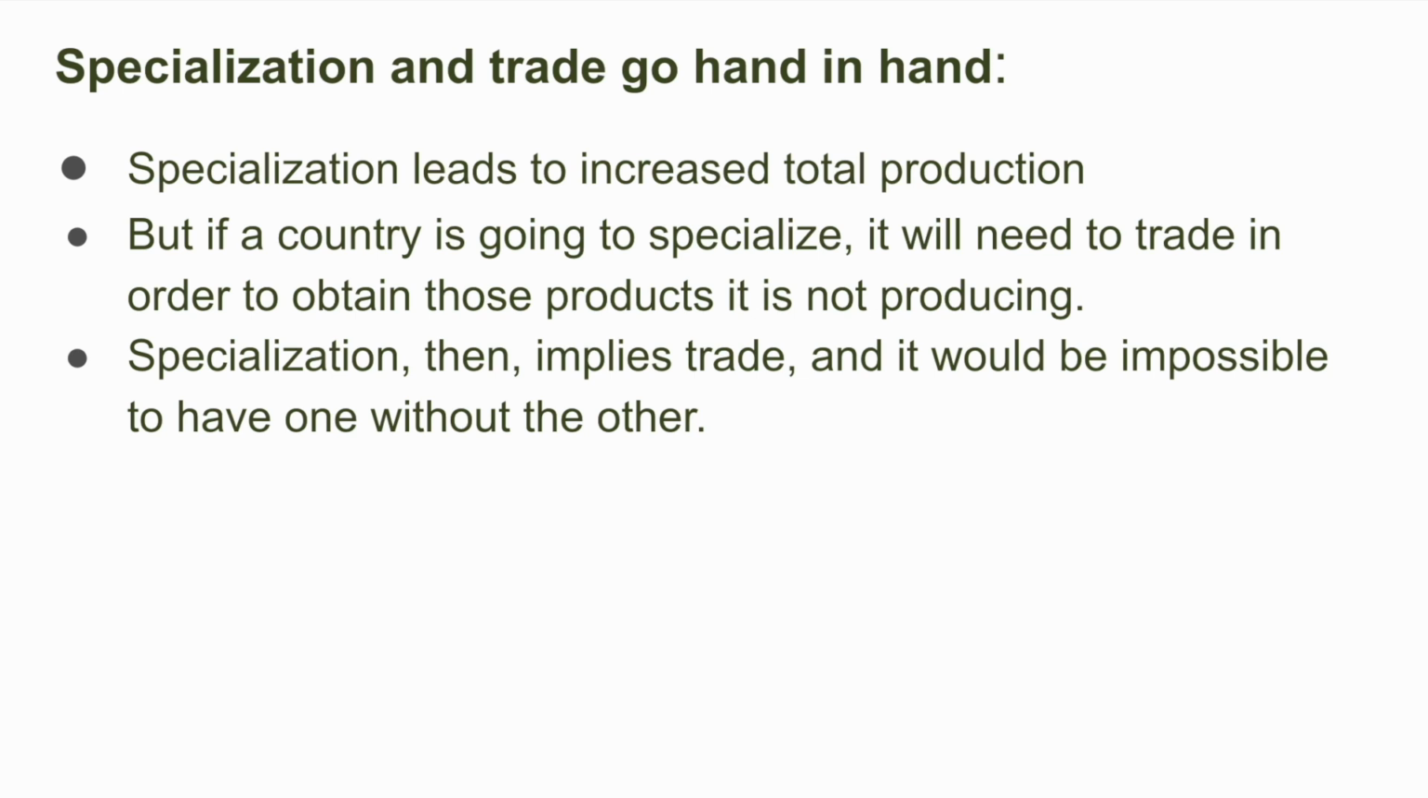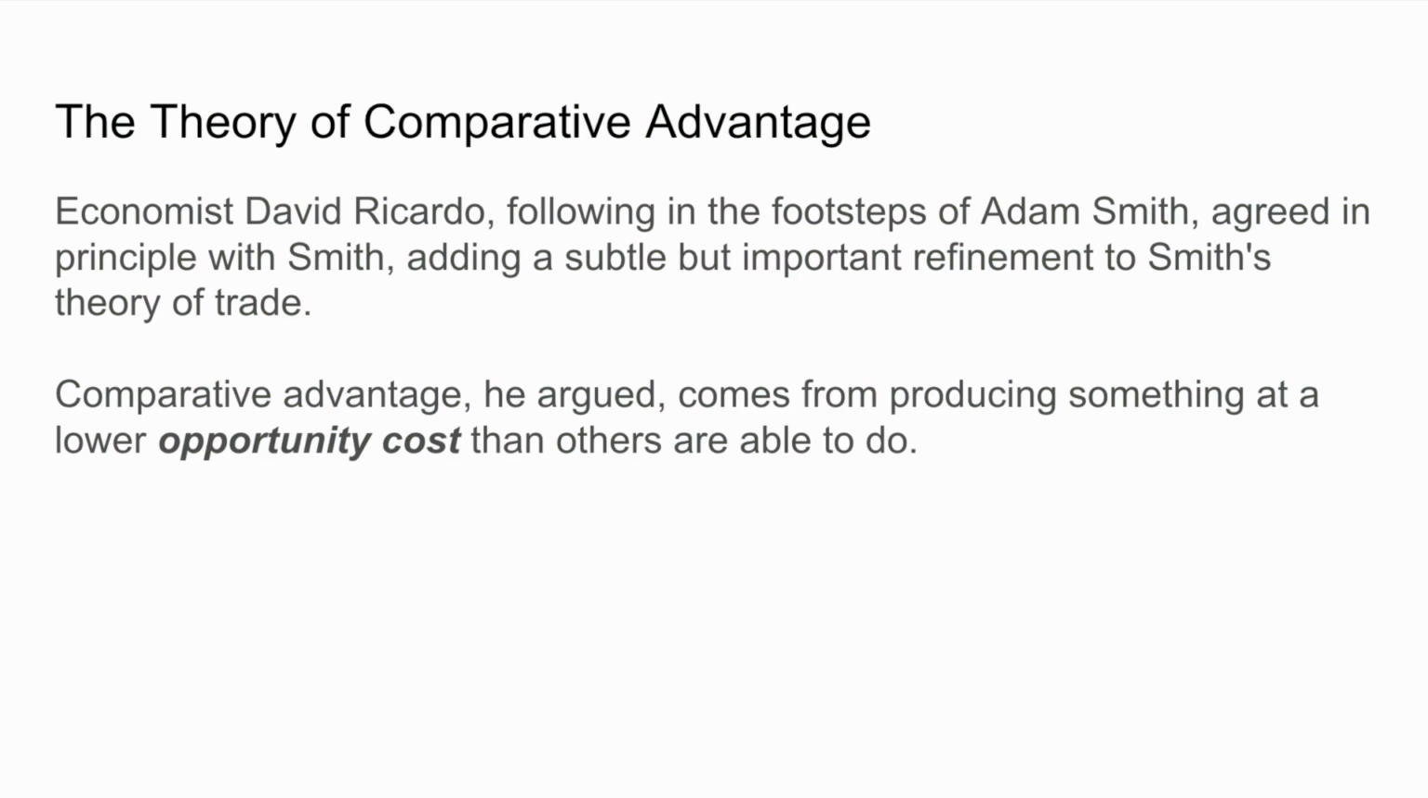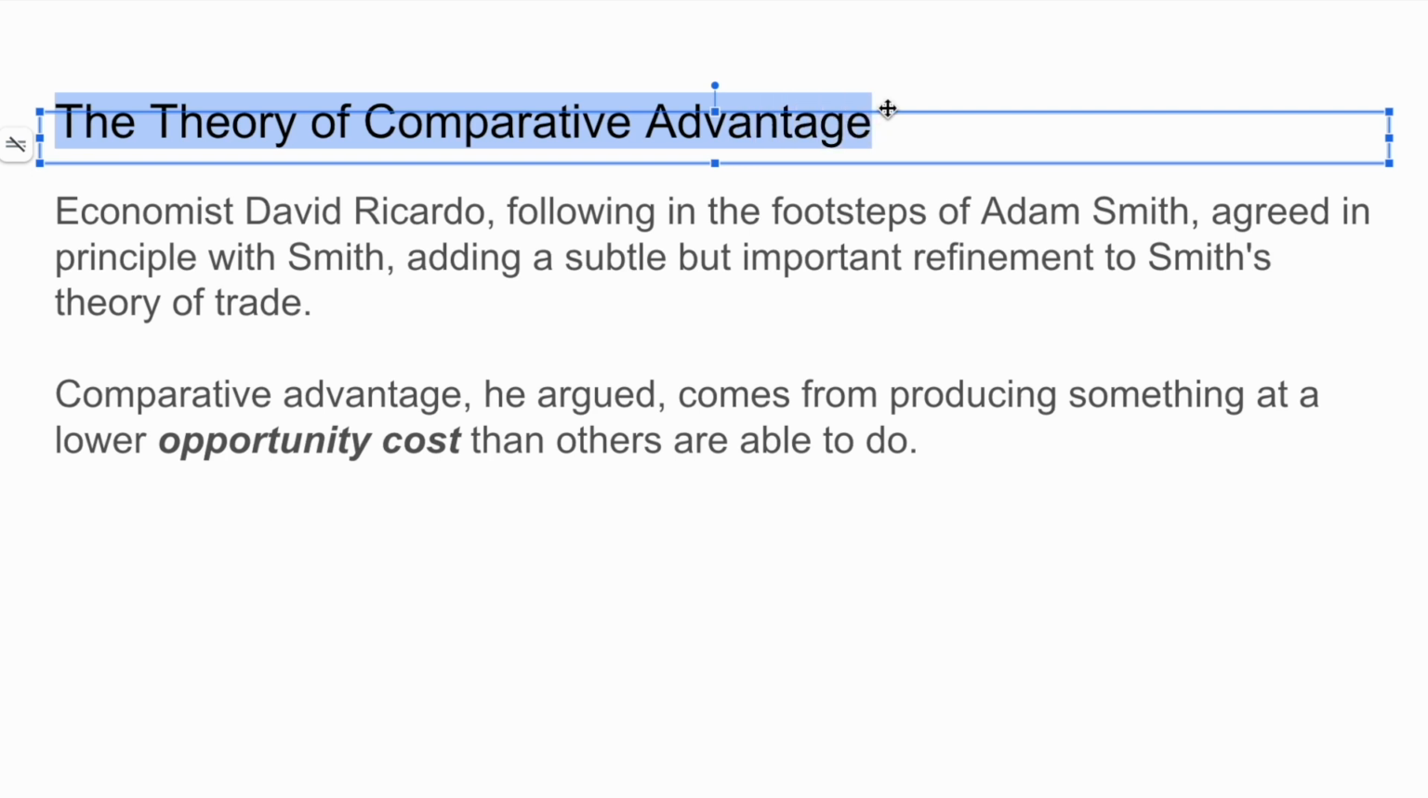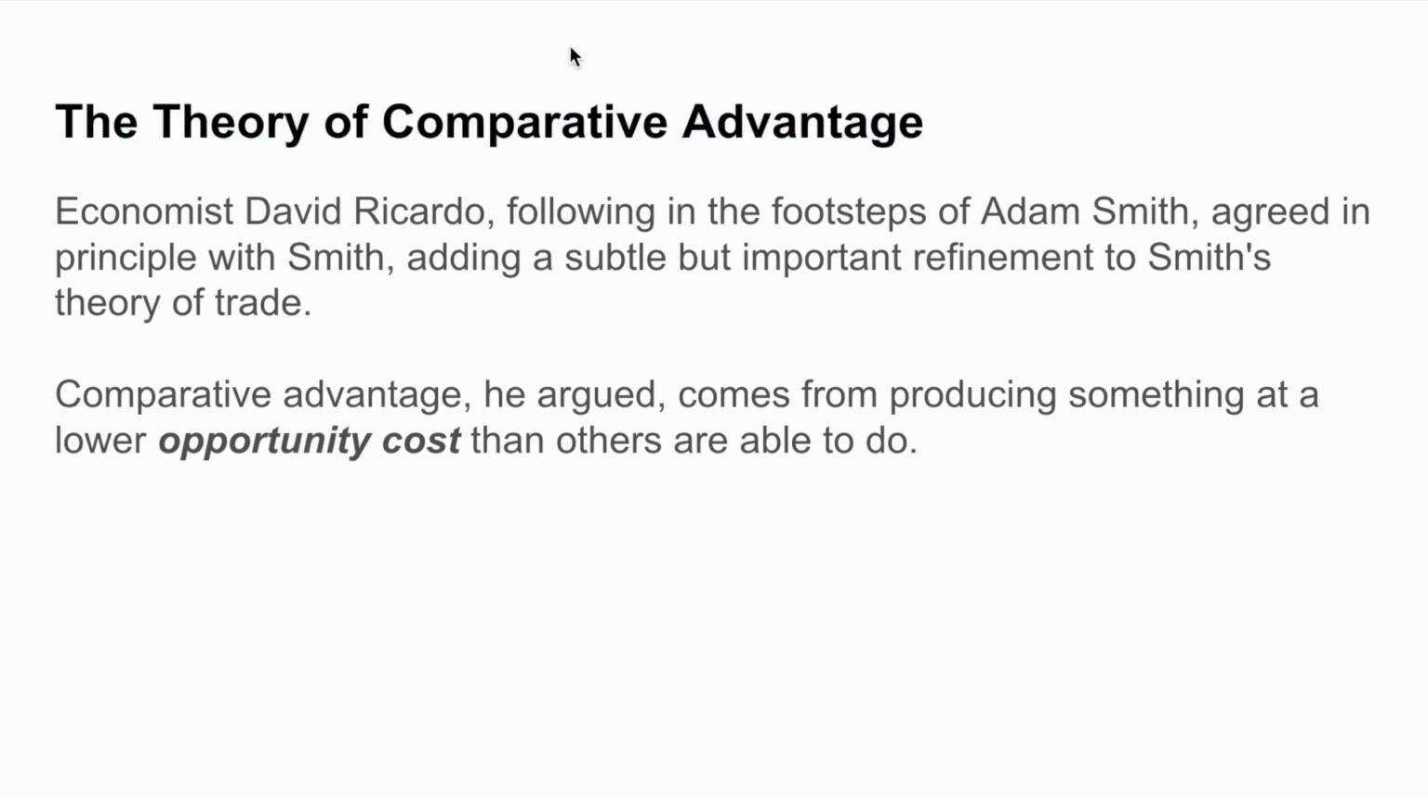There's no more televisions, for example, made in North America. They're all made over in the Far East because it's cheaper to make them over there. And specialization then implies trade, and it would be impossible to have one without the other. So that was the theory of absolute advantage. The theory of absolute advantage, it holds a lot of weight. But in addition, we've got another theory that has come or been built on top of that.